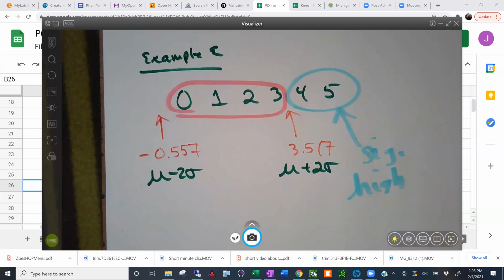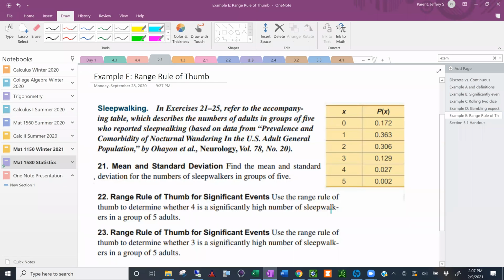Okay. And with that, I think you can answer all the questions here that go with this. Use the range rule of thumb, determine if 4 is significantly high number of sleepwalkers. You know, is 3 a significantly high number, etc. So we can answer all the questions we need to based on this probability distribution. So how are we looking on that? Doing okay?